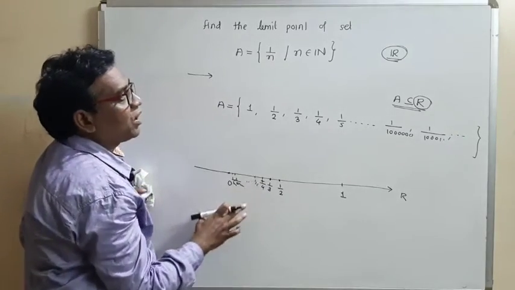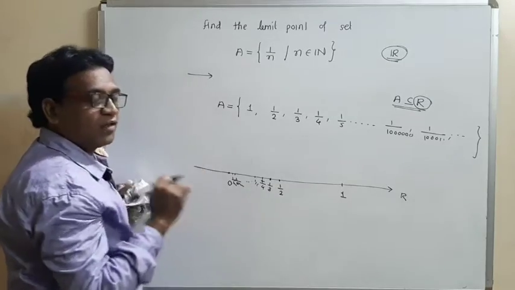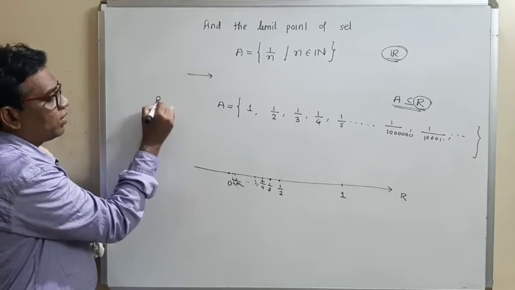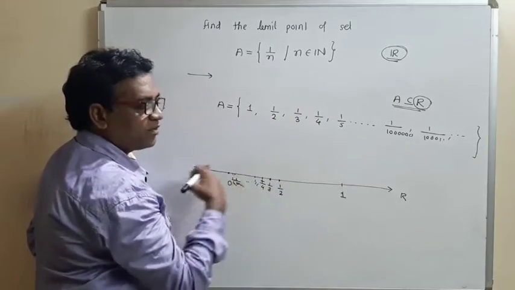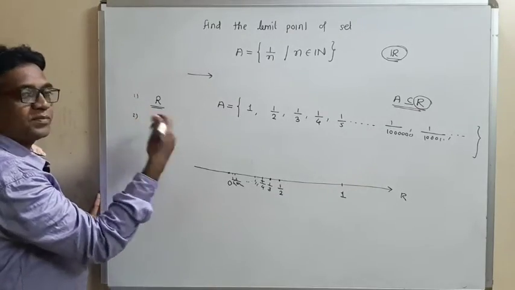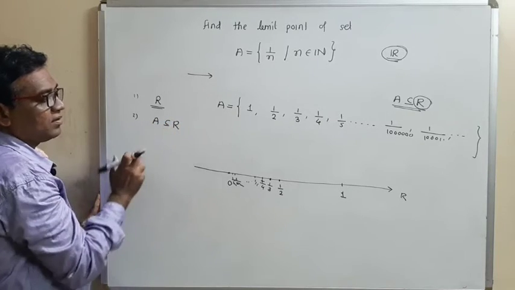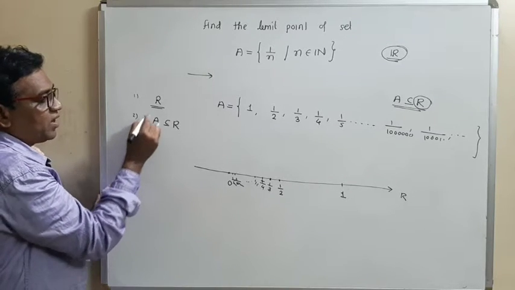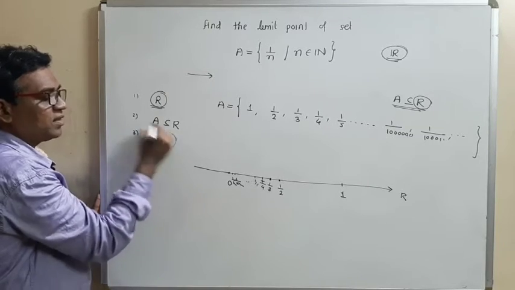Now we have to find the limit point of the given set. See the definition of limit point. For a limit point, first of all we require some space. We have taken R, the set of real numbers, as our given space. The second condition is that we require some subset. Take this A as a subset of R. Now we require some element x of R, which is called the limit point.